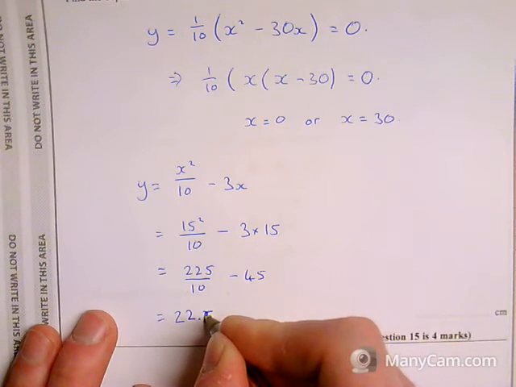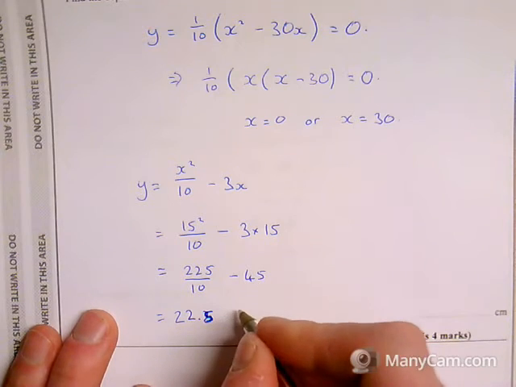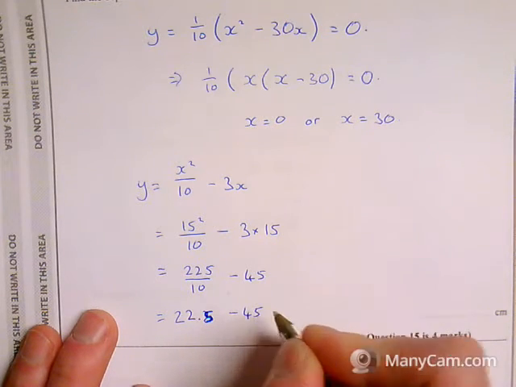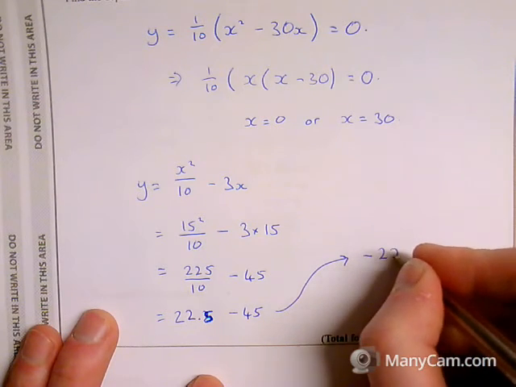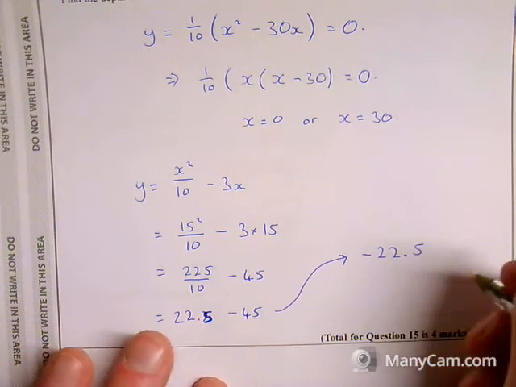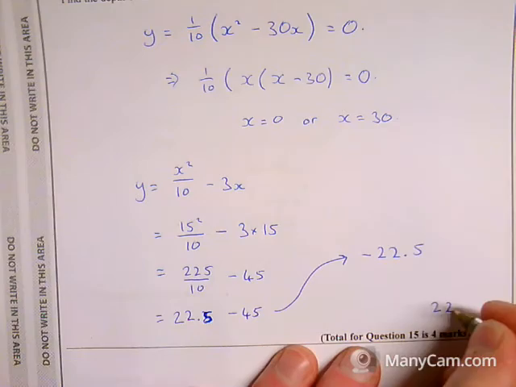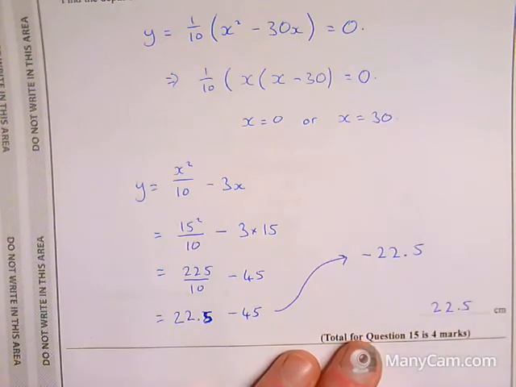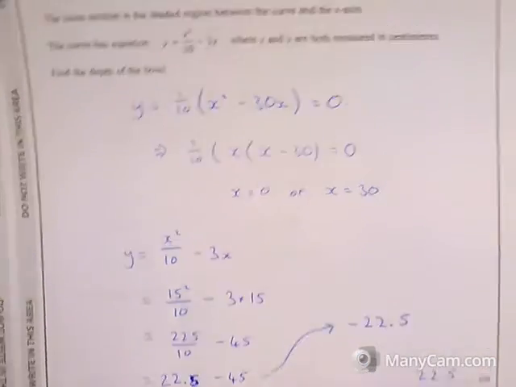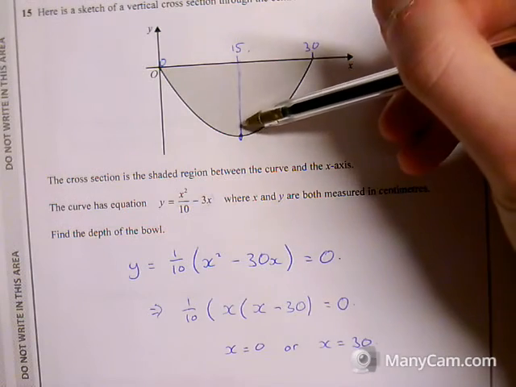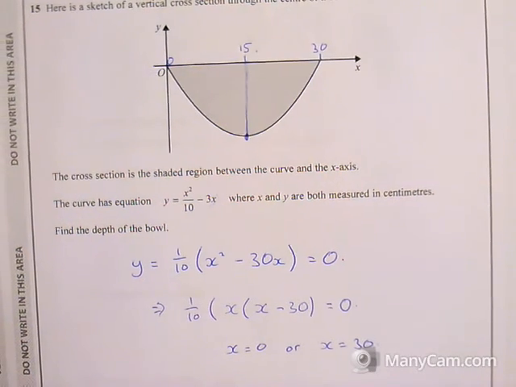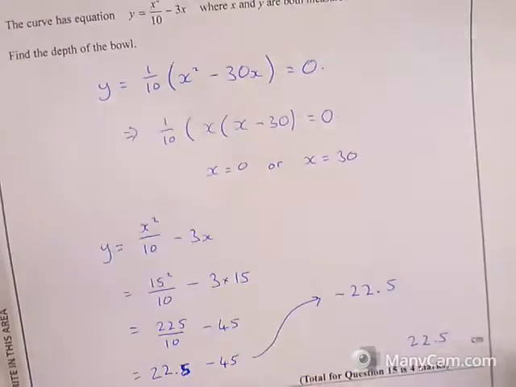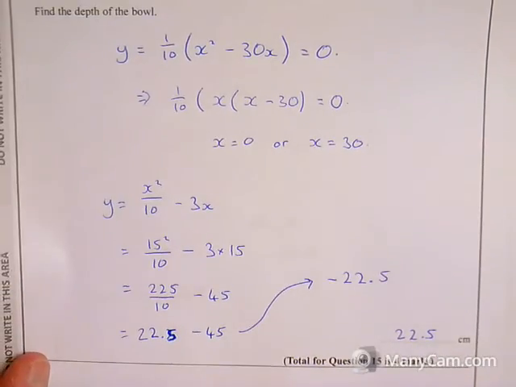22.5 take away 45, and then carrying on I would end up with minus 22.5. Your answer, however, is just 22.5, because if we were asked about the depth of a bowl, I wouldn't say to you the depth of a bowl is minus 22.5 centimetres. The depth is just going to be the 22.5 centimetres.